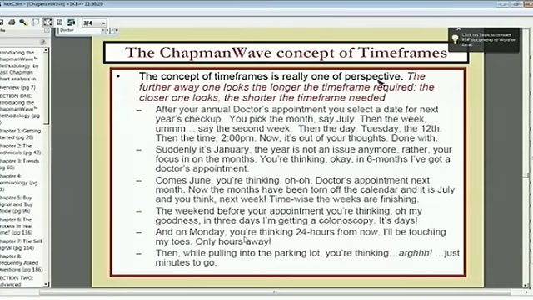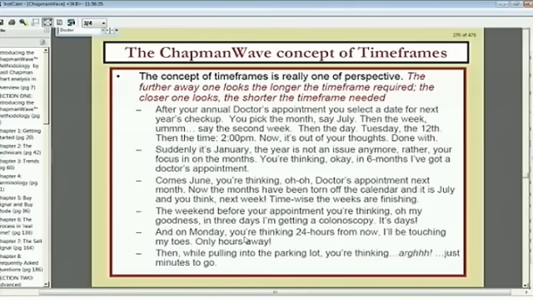The concept of time frames is really one of perspective. This slide is being covered over here. Slide 276 out of 476 slides. The further away one looks, the longer the time frame required. The closer one looks, the shorter the time frame needed.